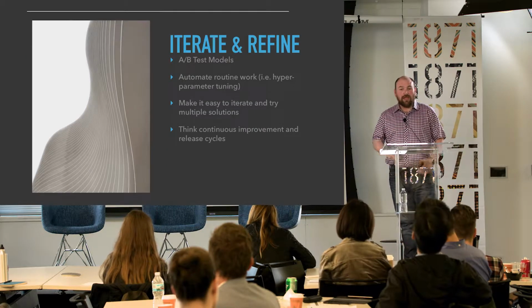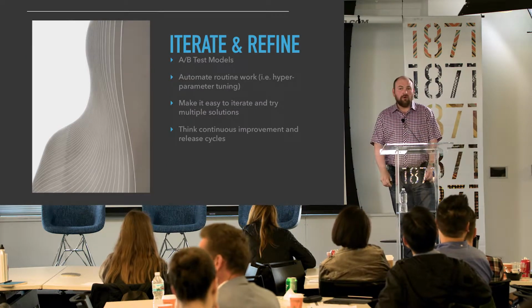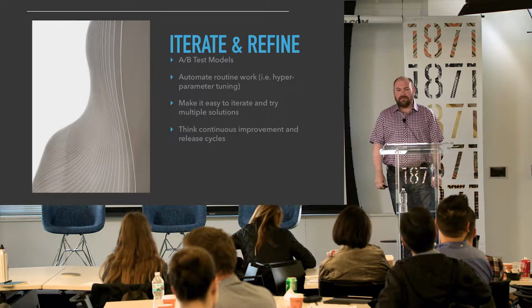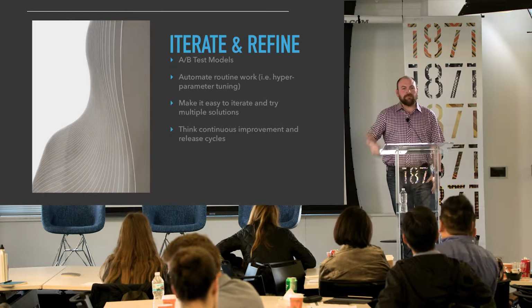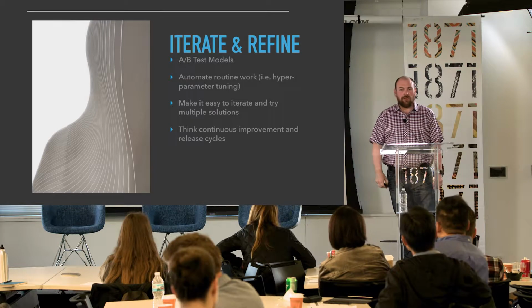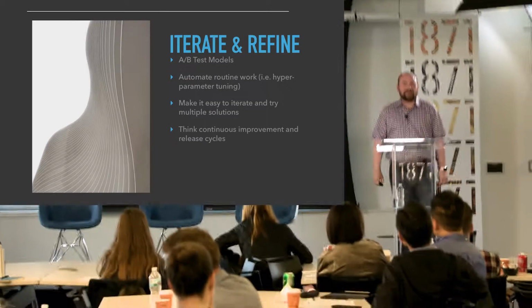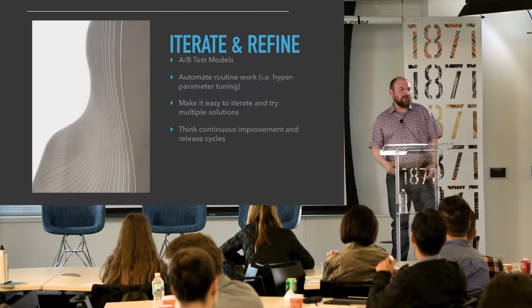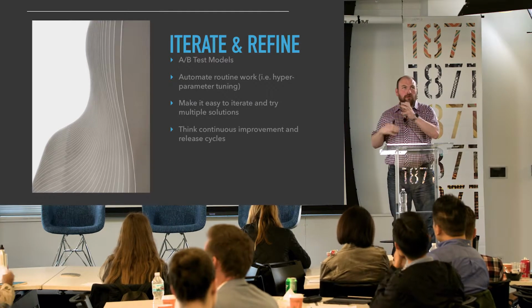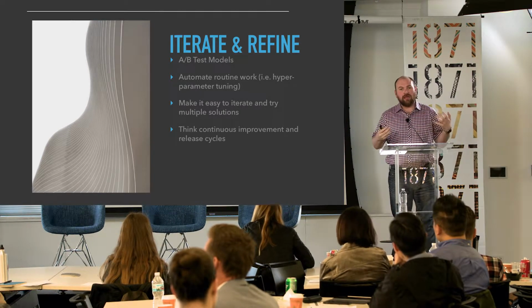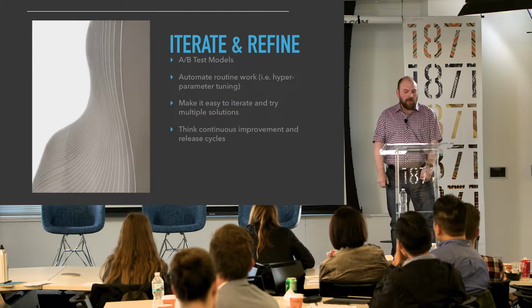So next up, iterate and refine. As we move through our model productionalization process, we're often iterating on sometimes previous models, sometimes new models. We like to A/B test our models, specifically in our personalization components. So if we're building a new model that's going to go out on our e-commerce site, we'll A/B test it against the old model.